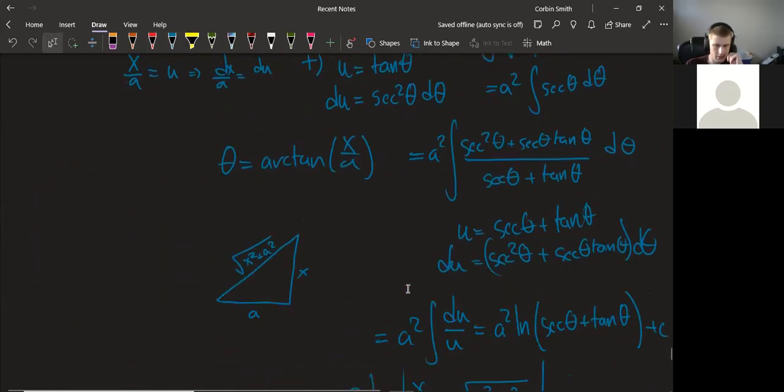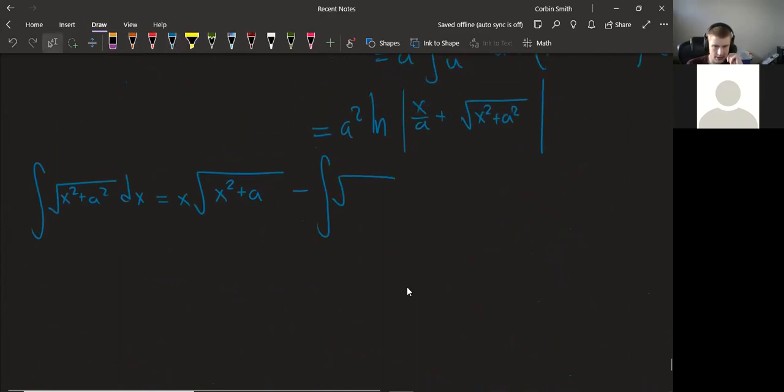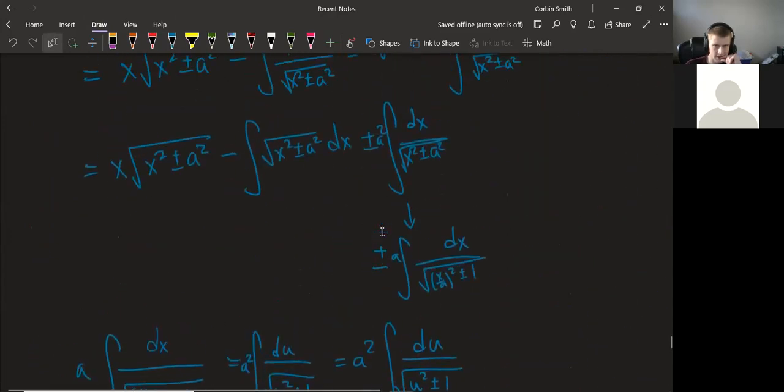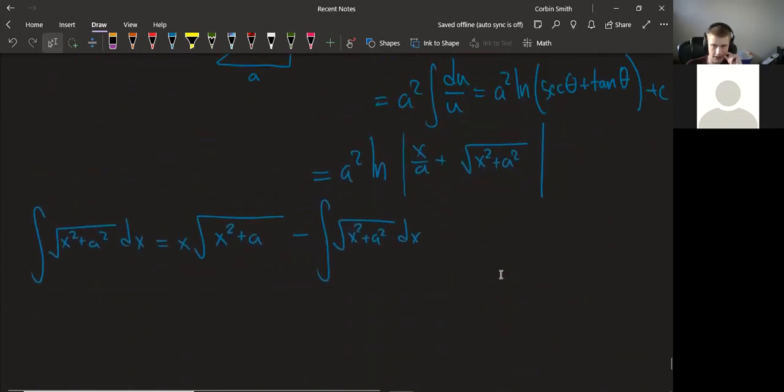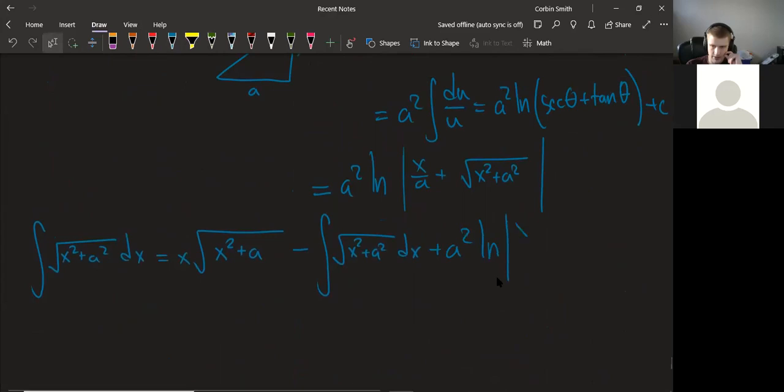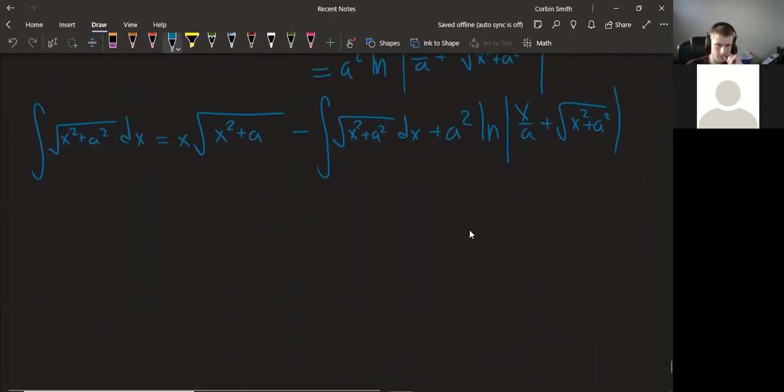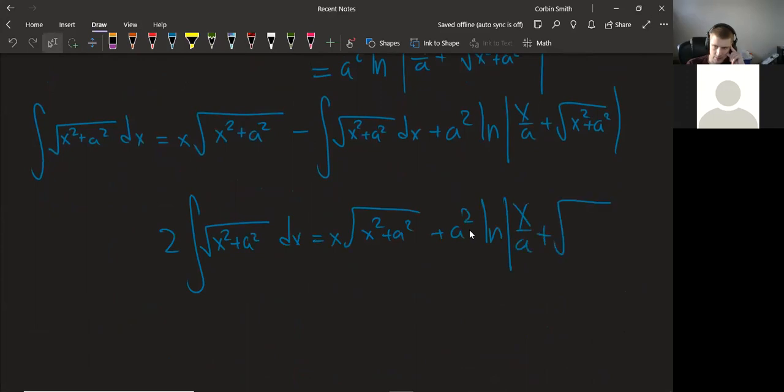And then we had minus the integral that we started with, the square root of x squared plus a squared dx. And then the minus canceled out here. So that should be plus a squared ln absolute value of x over a plus square root of x squared plus a squared. So we have twice the integral of the square root of x squared plus a squared dx is equal to x times the square root of x squared plus a squared, plus a squared ln absolute value of x over a plus square root of x squared plus a squared. And then do we divide by 2? It seems likely, and yet the expression that we've obtained still seems wrong.